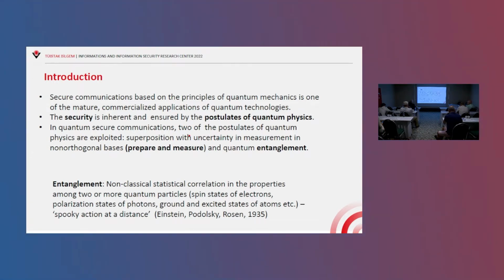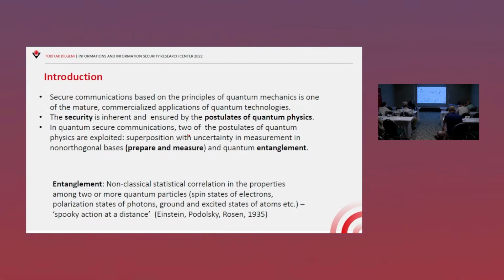In quantum secure communications, two of the major postulates of quantum physics are exploited. These are the superposition principle and quantum entanglement. The superposition principle basically leads to uncertainty in measurement in a non-orthogonal basis. This is referred to in the literature as prepare and measure techniques, because you are preparing a particle, let's say in this case a photon, in a certain state, and then you are making a measurement. So if you want to classify these communication techniques, the first one would be prepare and measure, based on the superposition principle, and the second one would exploit the entanglement property of particles.